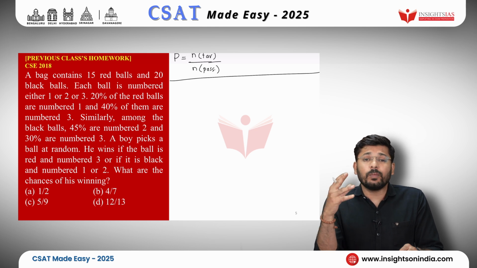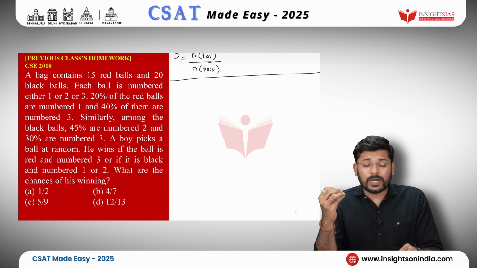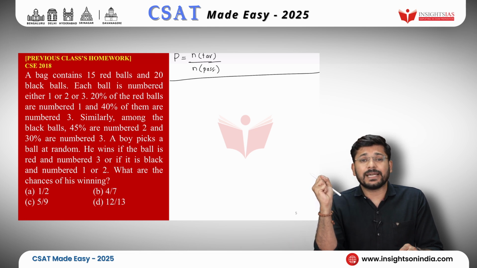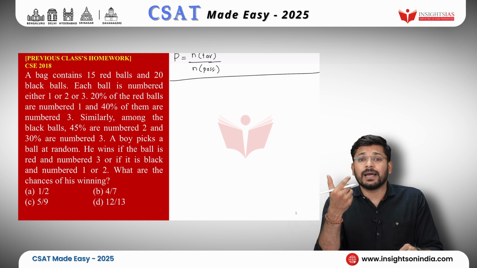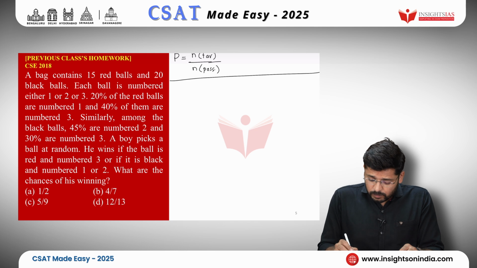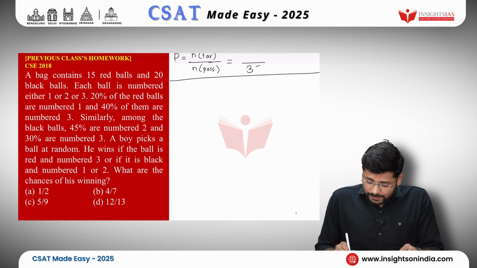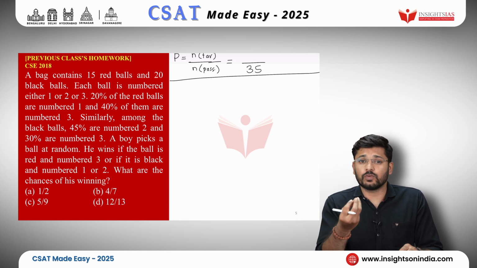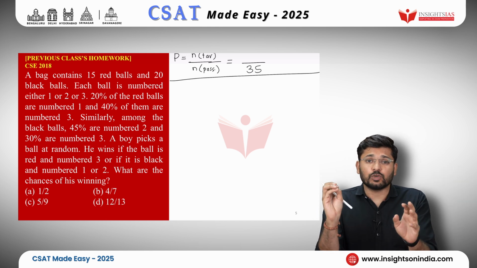Now, this bag, how many balls does it have in total? It has 15 red balls and 20 black balls. So when this boy picks a ball at random, how many possibilities are there? He might pick any of those 35 balls, right? So there are totally 35 possibilities. So the denominator, the number of all the possibilities, is 35, because he can pick any ball out of those 35. It doesn't matter. So the number of total possibilities happens to be 35.